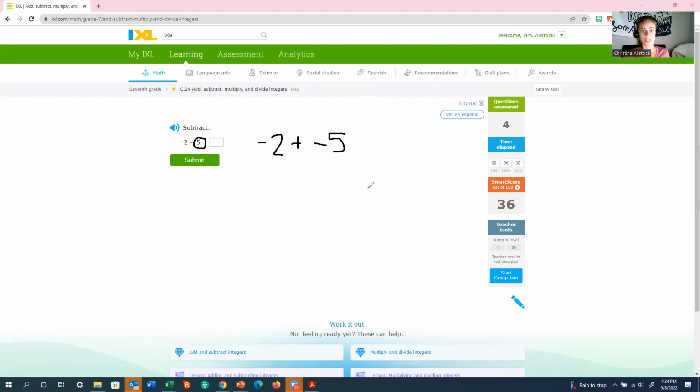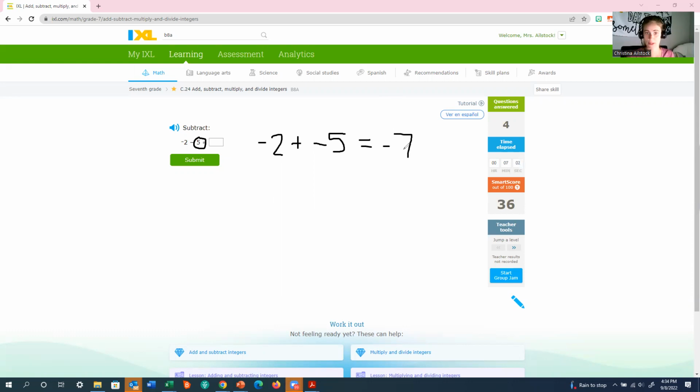All right, this is where you may have different strategies. So if you use the strategy of simply following the rules, our rules tell us when we're adding integers, which we now have, we're adding -2 plus -5. You just simply add the numbers and keep the signs the same. So -2 plus -5, if we add them together, that's 7. I keep the sign the same.